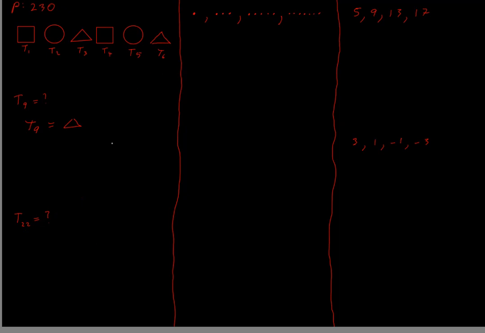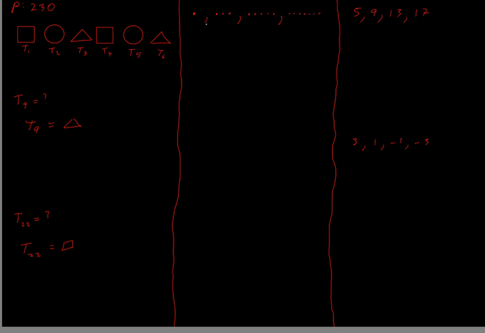The 21st term in our pattern would be a triangle, and we know the next one after that is going to be a square. So T22 then would have to be a square. And that's how we work out these questions. Look at the pattern, see when it's repeating, figure out how many complete cycles we've gone through, and then if we need to, figure out what the term would have to be after that. So that's one type of pattern question.